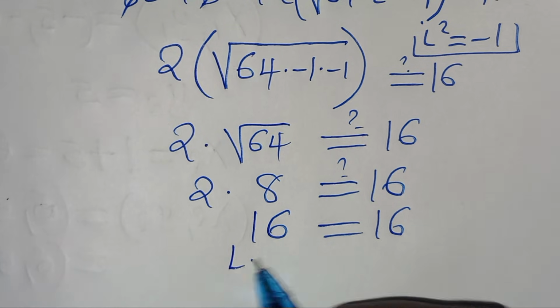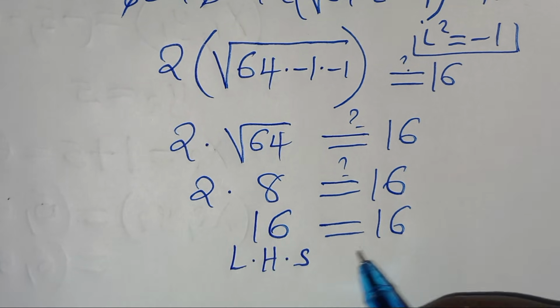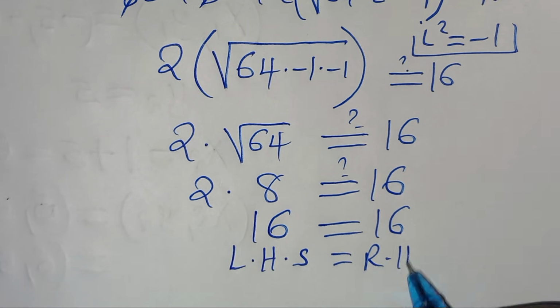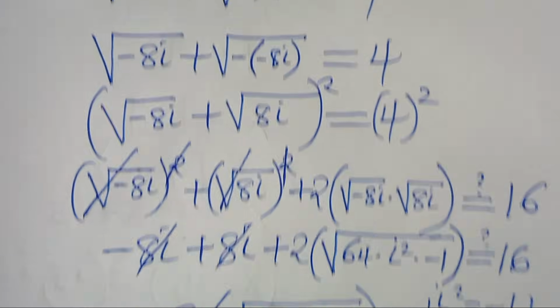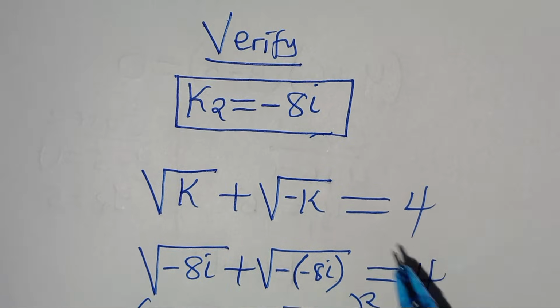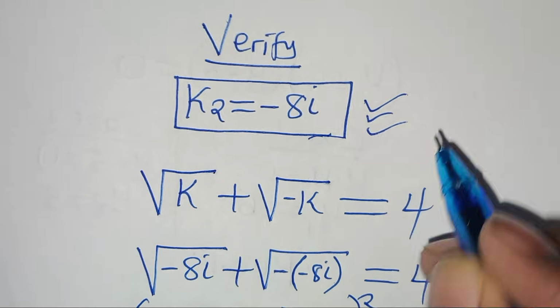So we have that the left hand side is equal to the right hand side. And this proves that k2, which is negative 8i, also satisfies the equation.